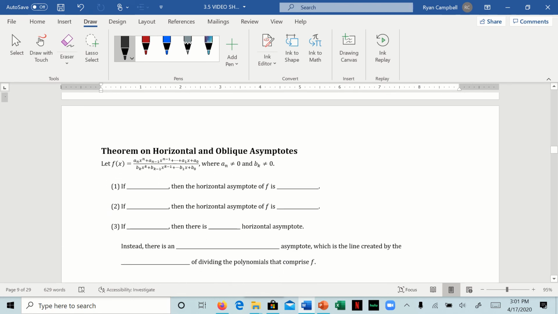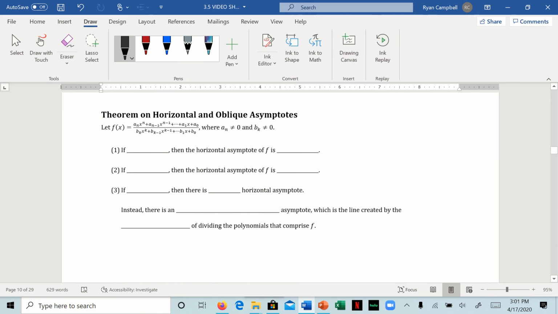All right. So here's how we figure it out. When do we have a horizontal asymptote? When do we have an oblique asymptote? So for our class, we will never have both. You either have a horizontal asymptote or you have an oblique asymptote. Okay, so let's talk about the initial form.